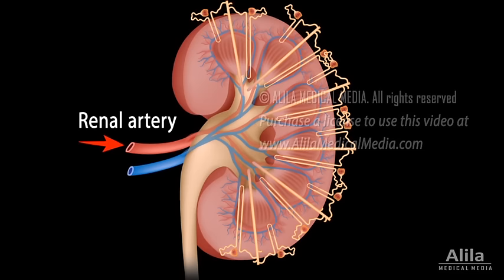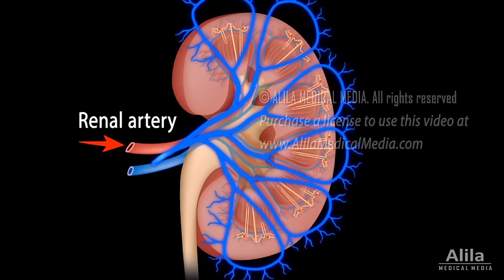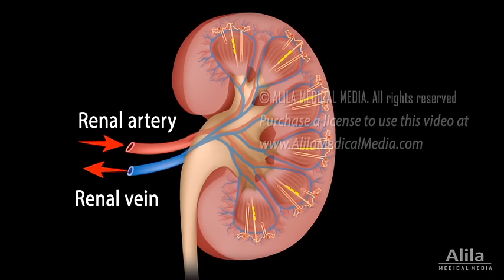This is where blood filtration and urine formation take place. The filtered blood then passes through a series of veins and exits the kidney via the renal vein. The urine is collected in collecting ducts and leaves the kidney via the ureters.